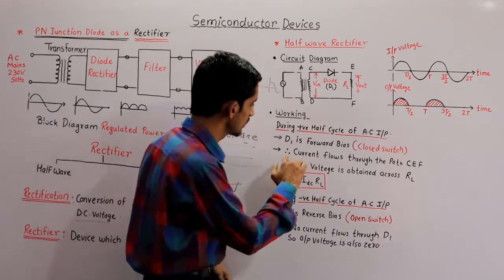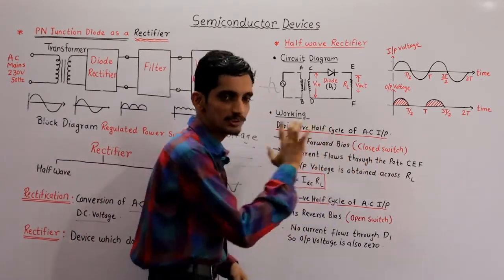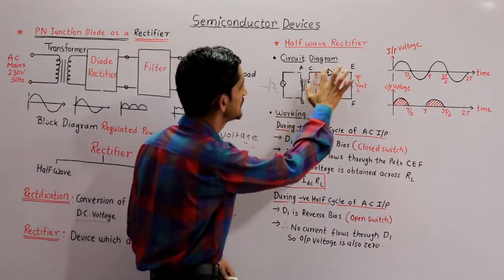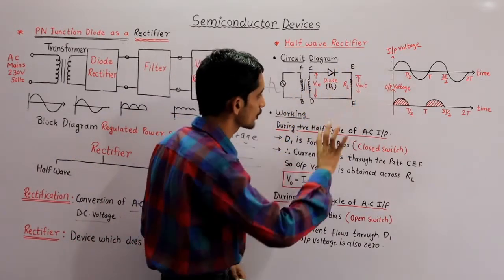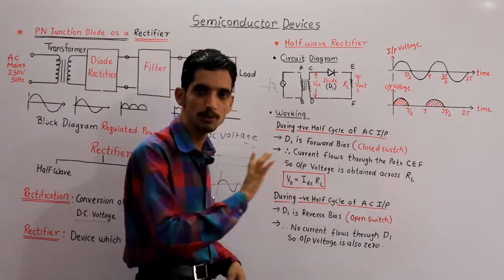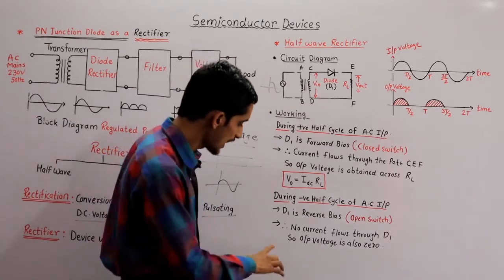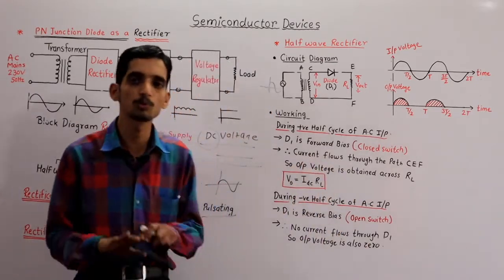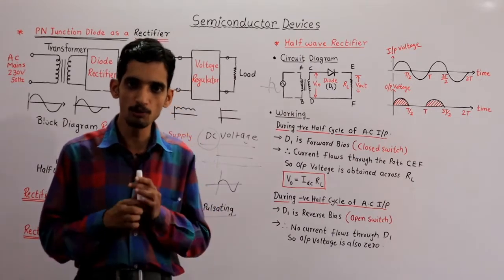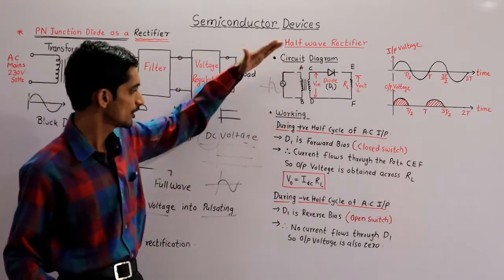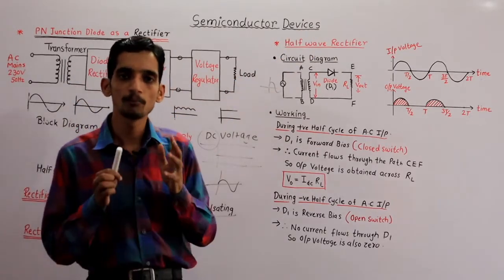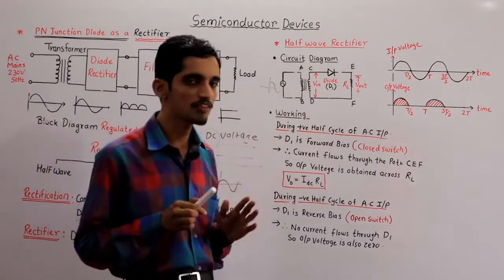So you have to write, during positive half cycle, diode D1 is forward bias. It acts as a closed switch. So current takes path CEF and the voltage is obtained across load resistance. During negative half cycle of AC input, diode D1 is reverse bias. It acts as an open switch and no current flows through D1. So output voltage is 0. So from this half wave rectifier point of view, you have to focus on circuit diagram, working and waveforms. This is an important point, and this is all about half wave rectifier.